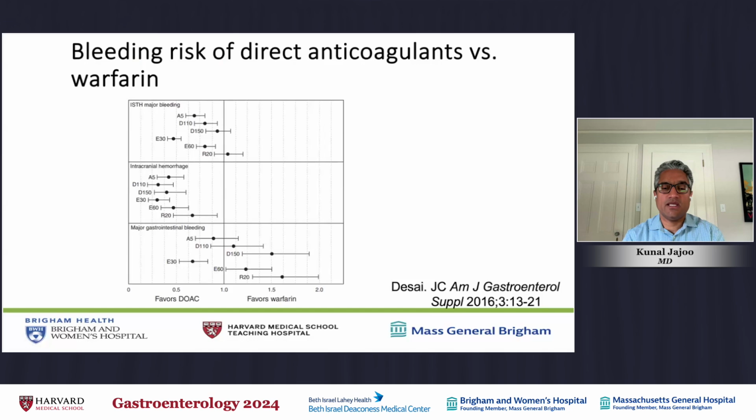How do these medications look in terms of comparing bleeding risk for direct oral anticoagulants versus warfarin? When we look at the International Society for Thrombosis and Hemostasis major bleeding category, they actually favored the direct oral anticoagulants overall, especially when it comes to intracranial hemorrhage. However, when we look at major gastrointestinal bleeding, it actually favors warfarin.